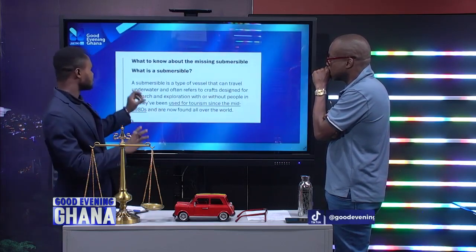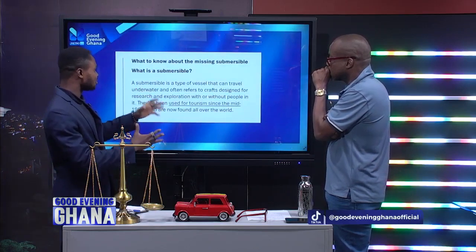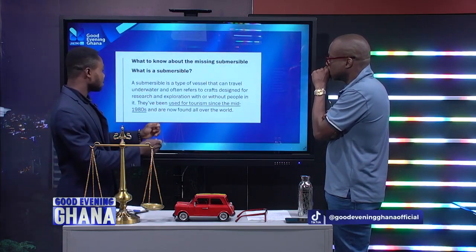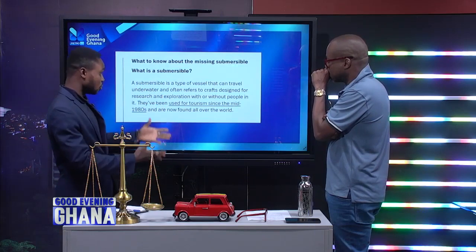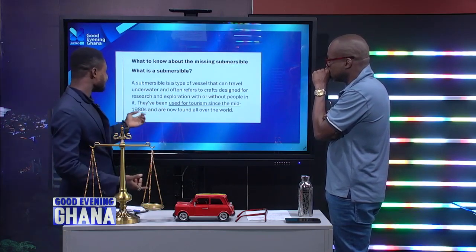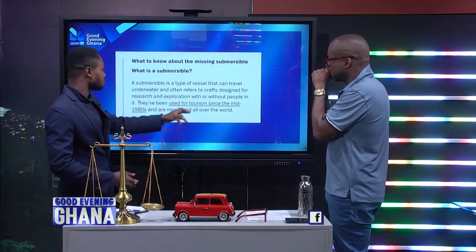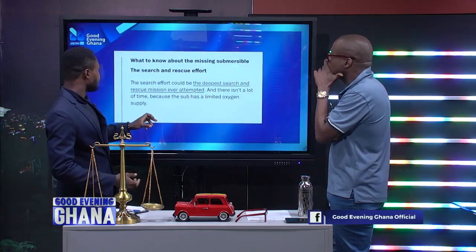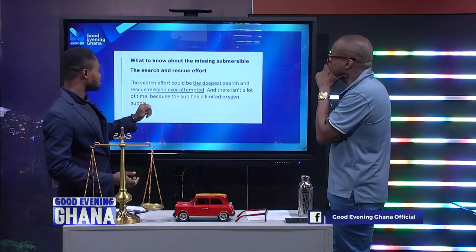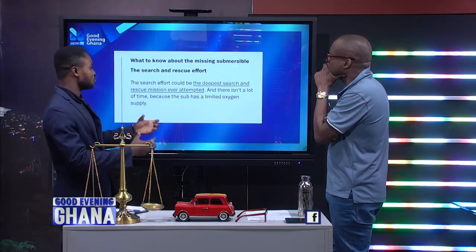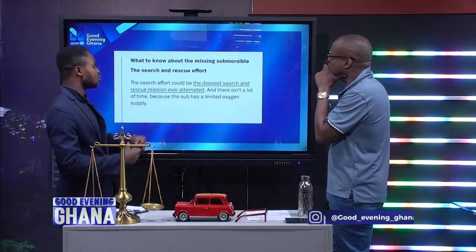The submersible, as I explained, is a type of vessel, like a submarine, that goes down. Typically, human beings are not supposed to go, but because we want to see the bottom, we've allowed people to do this sort of thing since the 1980s. It says that the search effort could be the deepest search in history, the first time, obviously, because we don't really do this often. So it's the first time we try to recover people.